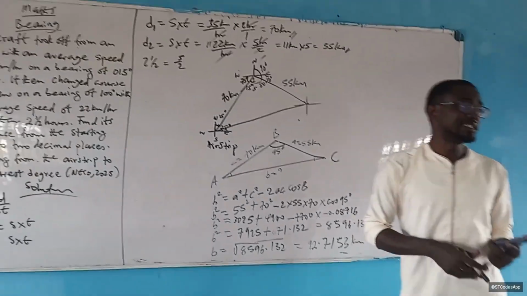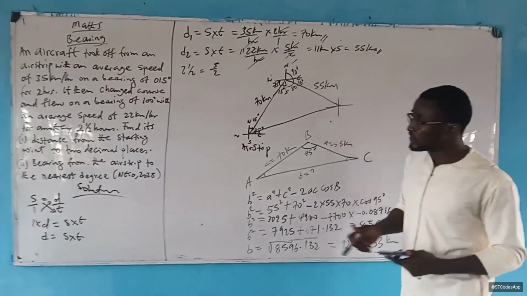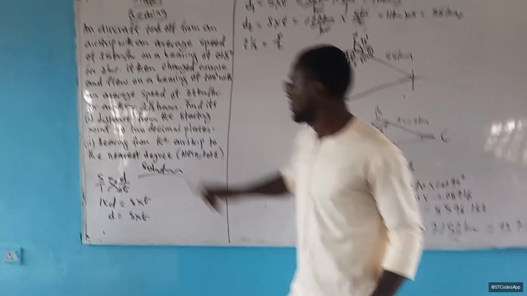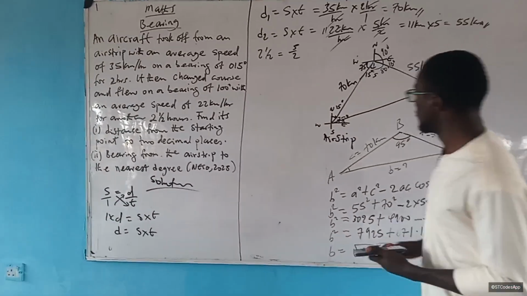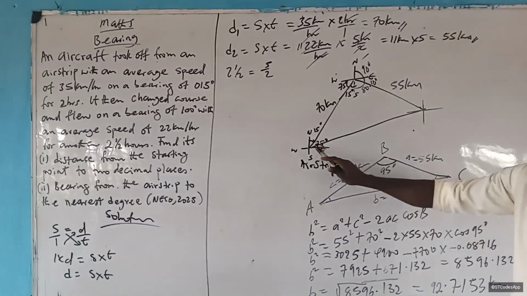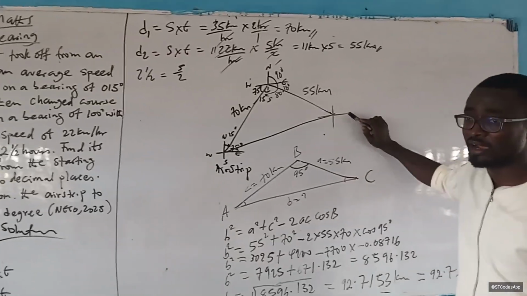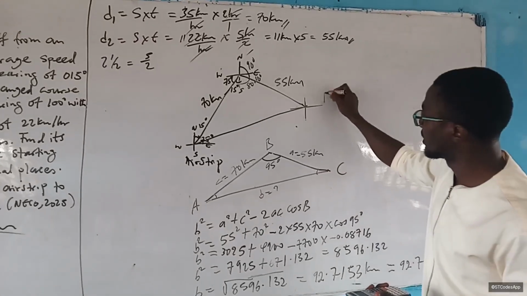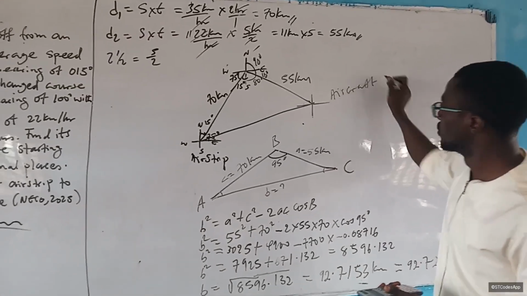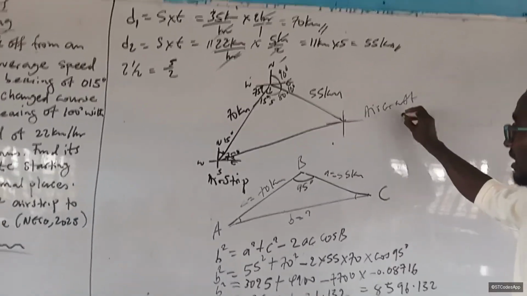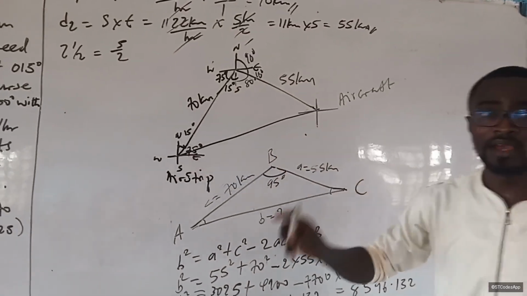Now, what is the next thing we are asked to do here? We are asked to find the bearing from the airstrip. Now, where is the airstrip? This is the airstrip here, and this is where the aircraft is. The current position of the aircraft is here. So we are told to find the bearing of this aircraft from this airstrip.